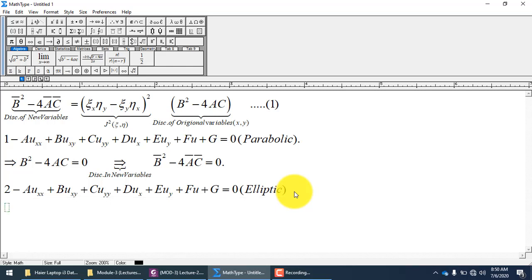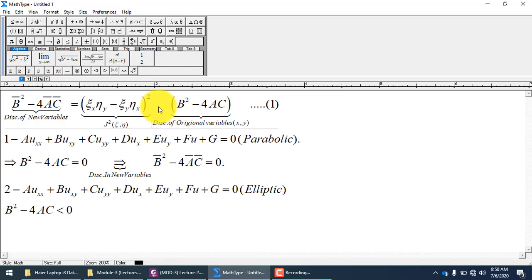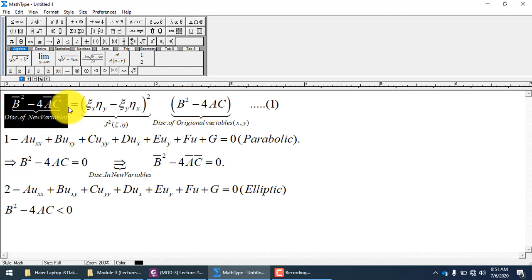If you remember, the definition says that the discriminant should be strictly negative. So if your previous discriminant is negative, this quantity will always be positive or 0. It cannot be 0 because if the Jacobian is 0, then you cannot define the transformation. You only define the transformation xi and eta when your discriminant is non-zero. So this will always be non-zero.